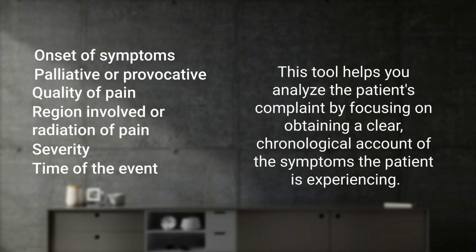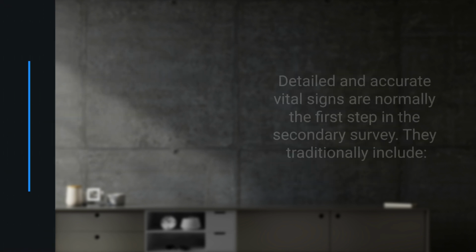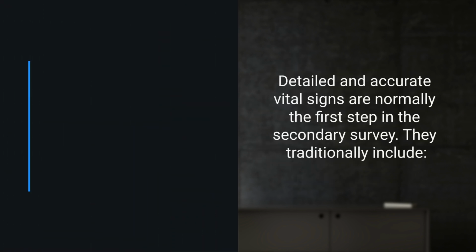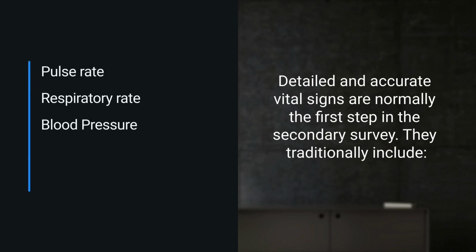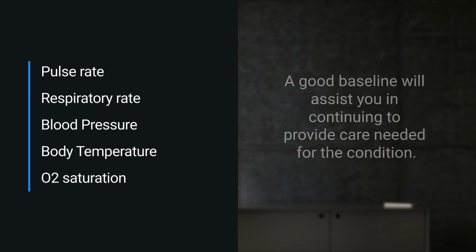Detailed and accurate vital signs are normally the first step in the secondary survey. They traditionally include assessment of 1. Pulse, 2. Respiratory rate, 3. Blood pressure, 4. Body temperature, 5. Oxygen saturation. Even if the patient's initial presentation was not life-threatening, it may deteriorate over time. A good baseline will assist you in continuing to provide care needed for the condition.